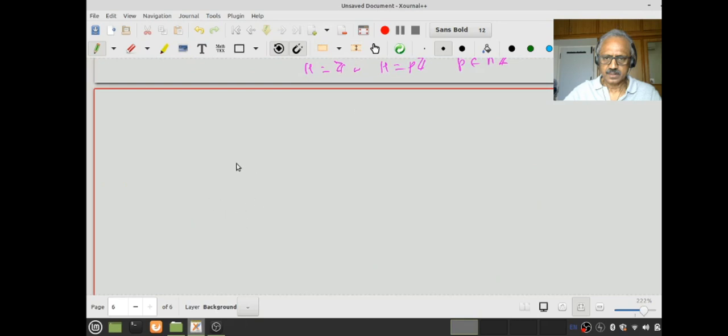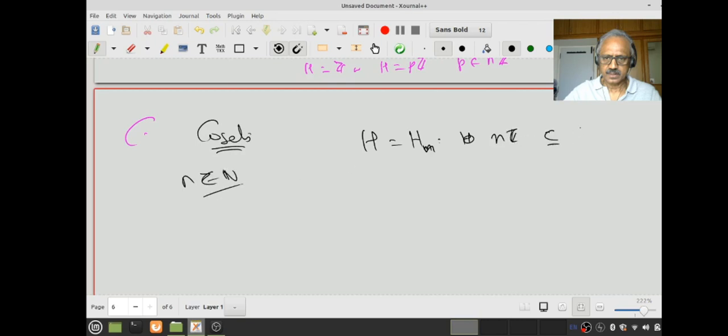Now let's look at the next notion of cosets. Let H_n equal n times Z, where n is a natural number. n times Z is a subgroup of Z. Then what are the cosets?